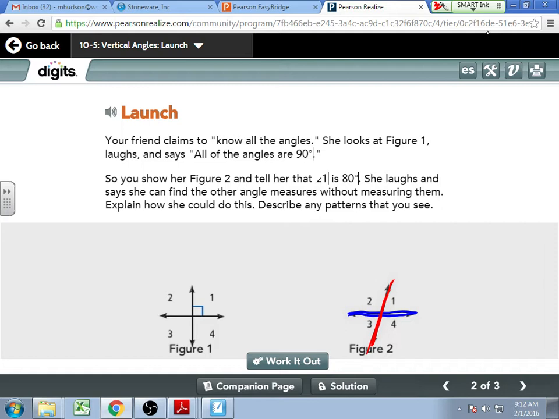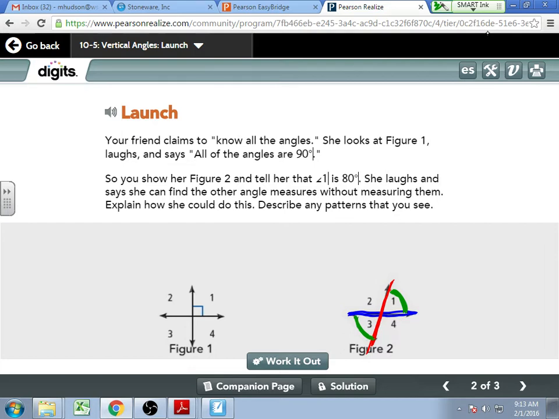The other thing that makes vertical angles vertical is they cannot be adjacent. They cannot be right next to each other. So when I look at angle 1 here, and I want another angle that shares the same vertex and the same two sides, it's got to be angle 3. Because angle 2 and angle 4 would both be adjacent. Can't use them. Got to be angle 3. And then we see that those are equal.